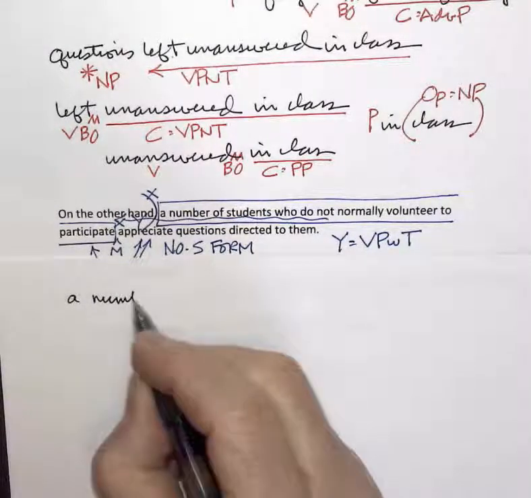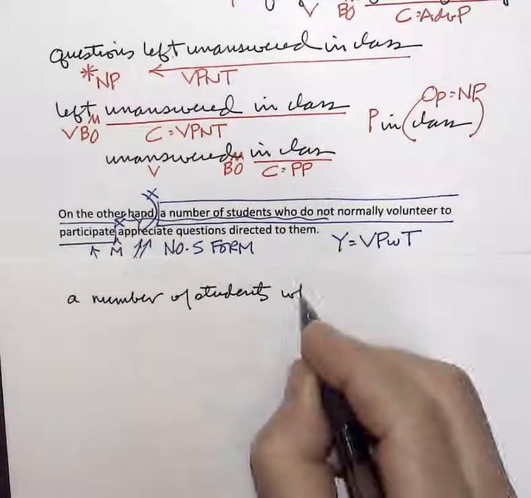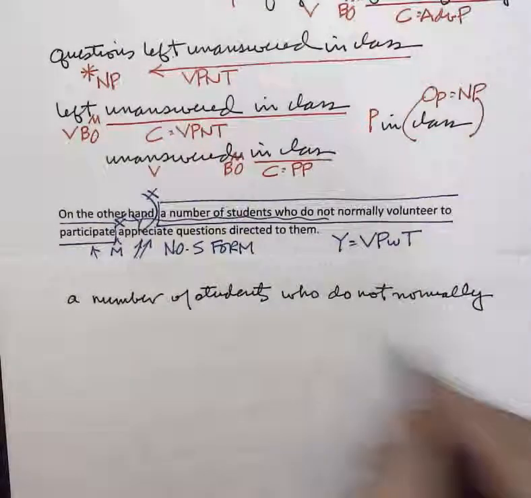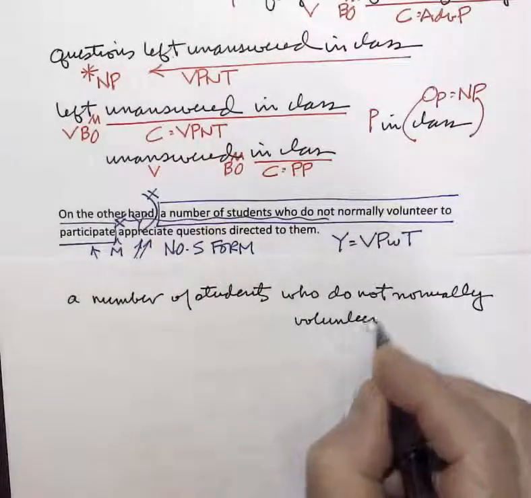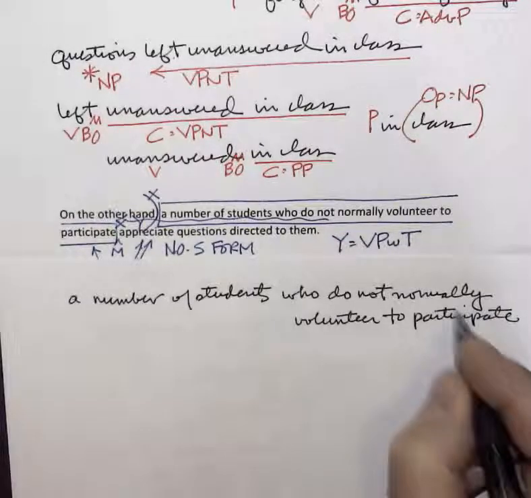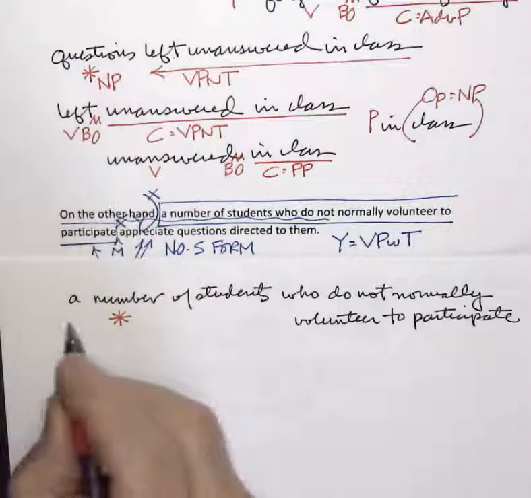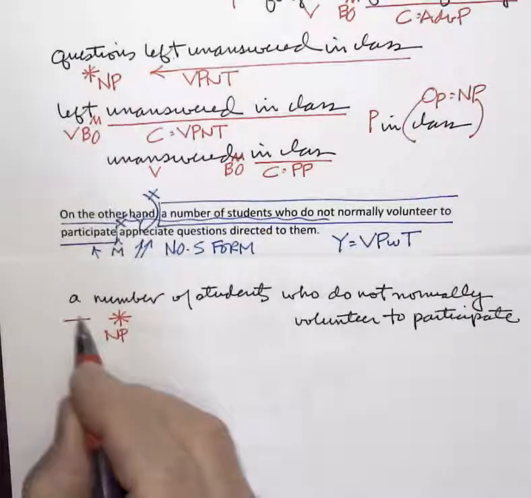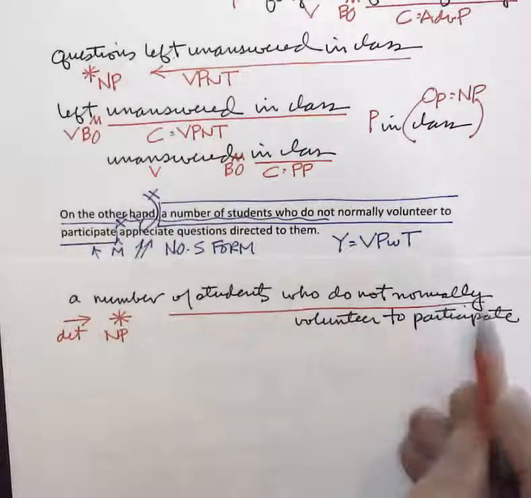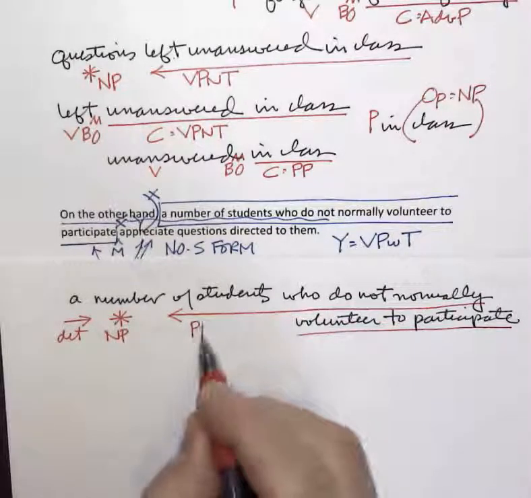A number of students who do not normally volunteer to participate. That's our subject. Now, that subject is a noun phrase. The head is a number. That's our noun phrase head. A is a determiner. Modifier is of students who do not normally volunteer to participate. One big modifier. This modifier is a prepositional phrase.